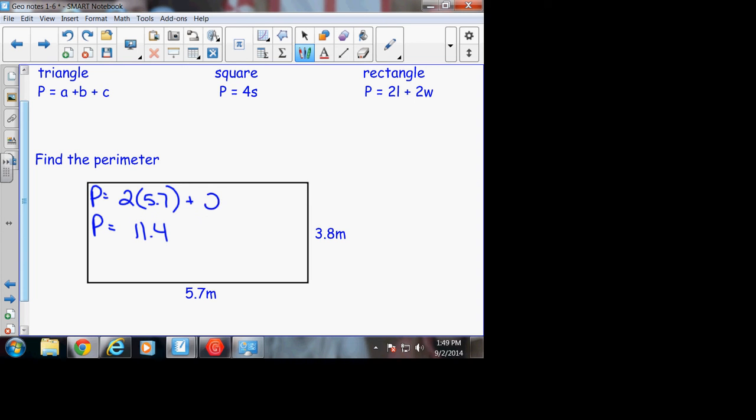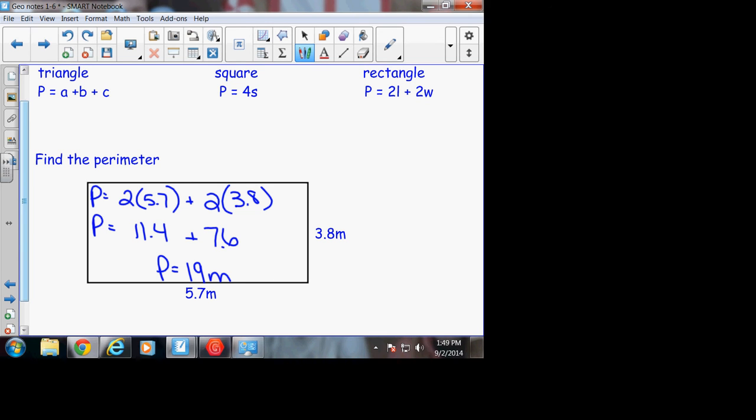Okay, and then we have 2 times 3.8, and we get 7.6. Add those together, and you get 19. 19 what? Meters, we hope. What he said could work though too. Yeah, I know. All right, 19 meters. Be sure you add whatever unit of measure it is.